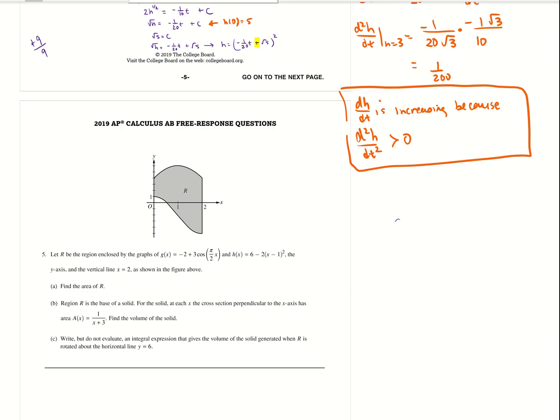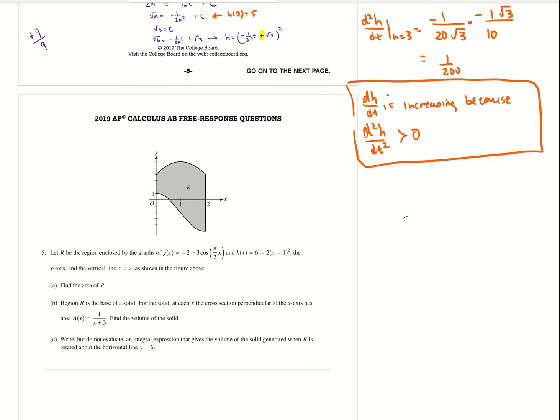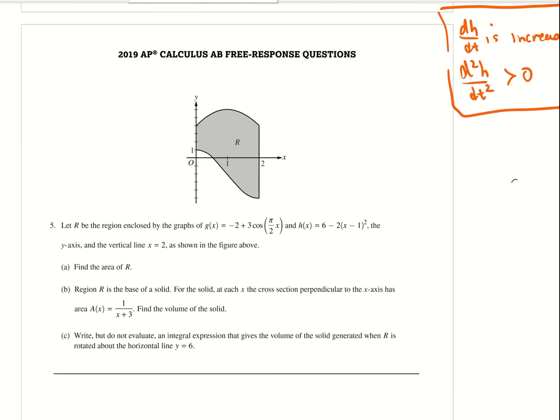All right, so on to FRQ number 5. Again, this is non-calculator active. So this is like chapter 8, part 2, all in one question. R is the region enclosed by the graph of g and h, the y-axis, and the vertical line x equals 2 as shown.